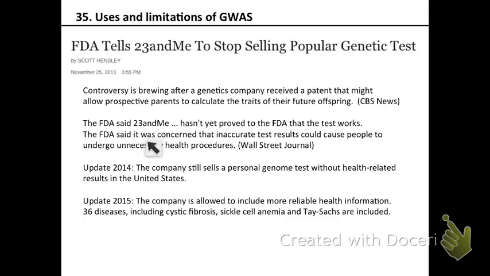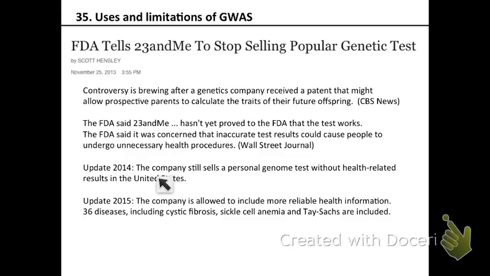So the FDA then said, luckily, wait a minute, right? You are telling people information that's not really backed up by science very much, right? And if the patient is not very informed about GWAS studies, they might freak out and say, I'm going to have a heart attack, put me on Lipitor or whatever, right? And that would be unnecessary intervention. And they said, okay, you've got to stop selling this. And so they did stop selling it in 2013.